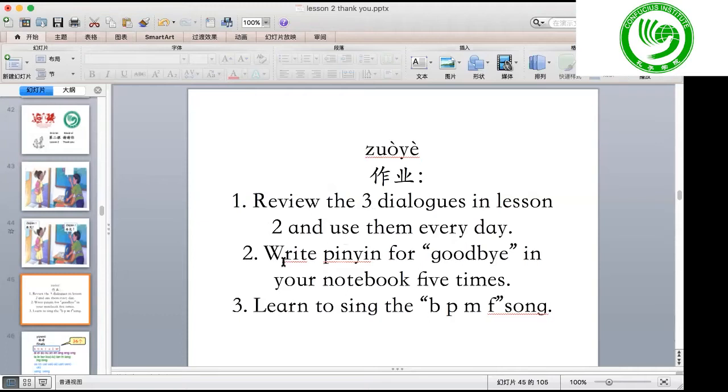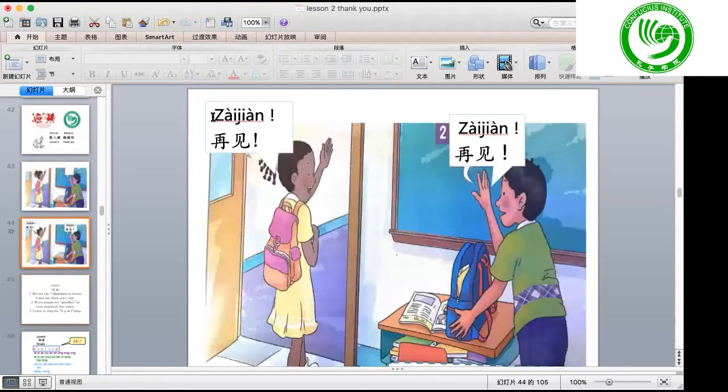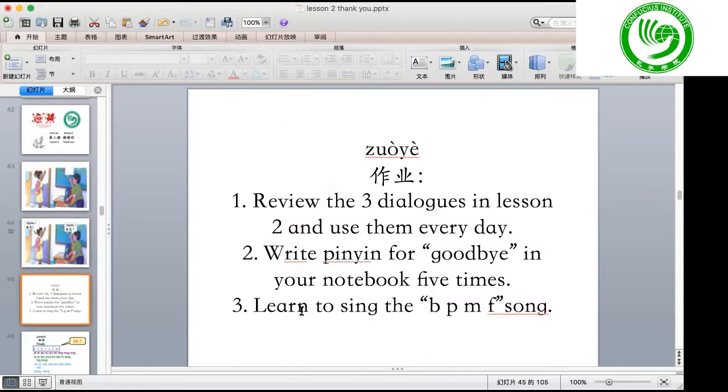And the second one is to write the pinyin for goodbye in your notebook 5 times. Could you please open your notebook? Let us check it together. Here is the pinyin for 再见, 再见. Did you write it correctly? If you write it correctly, could you please give yourself a correct mark? 很好. And the last one is to learn the 波波摸佛三.